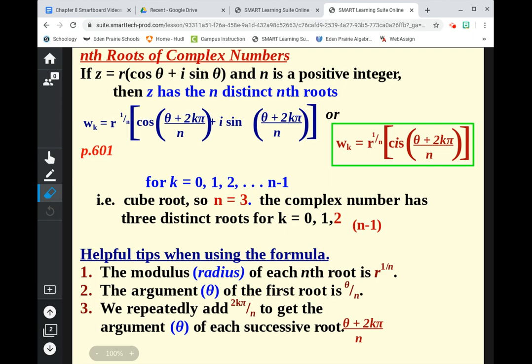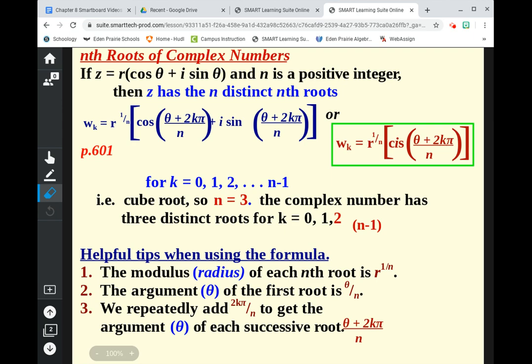All right, so helpful tips. Number 1, the modulus or the radius, as we already know, of each nth root is r to the power of 1 over n. Make sure you see that. That's the very beginning of the formula.